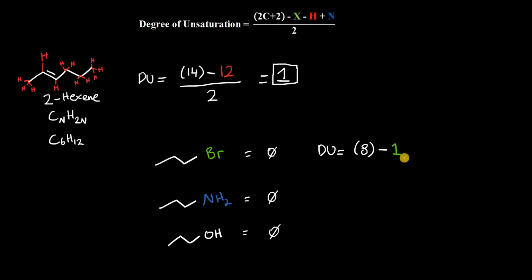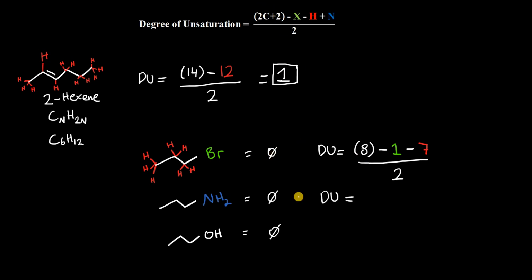Now we need to subtract the number of hydrogens actually present. On this terminal methyl, we have 3, and at the secondary carbons, we have 2 each. If we add them up, 3 plus 2 is 5, plus 2 is 7. All we do then is divide by 2 and see what we get. I'm claiming it's 0, but let's see. 8 minus 1 is 7. 7 minus 7 is 0. 0 divided by anything gives you 0.